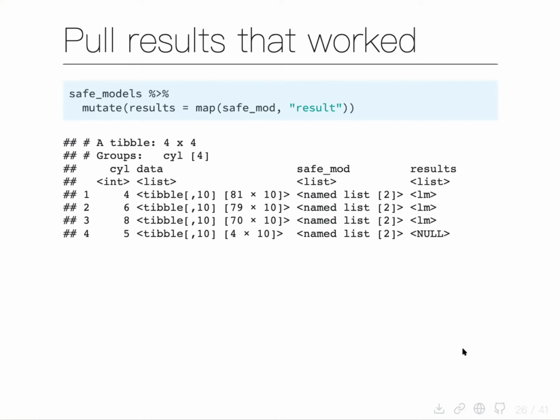This is just another way of doing it. You could do it like I just showed, but if you just want to pull the results, you could also pull the error. If I wanted to just pull the results, I could create a new column called results, and I'm going to map through safe mod and pull the result, right? I could again do tilde .x$result, and that would work as well. This is just another way with map to pull named elements of a list. You can see we get lm, lm, lm, and then of course null there. Does that make sense? Questions on that?